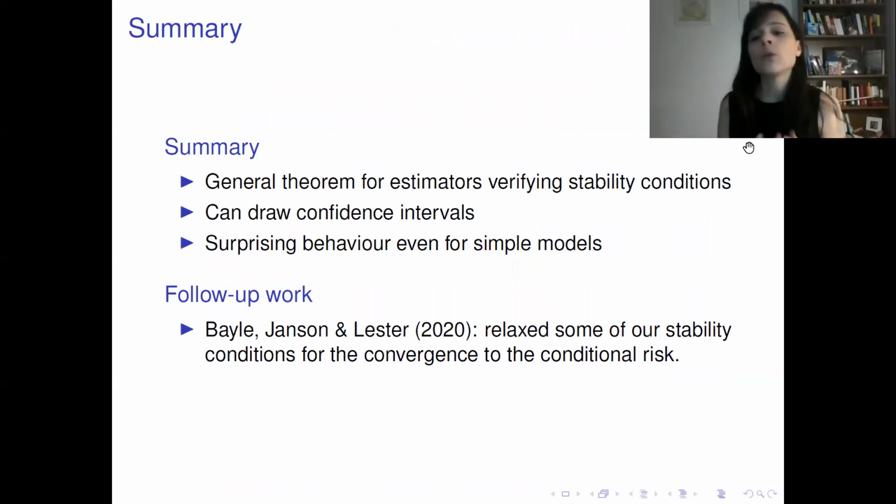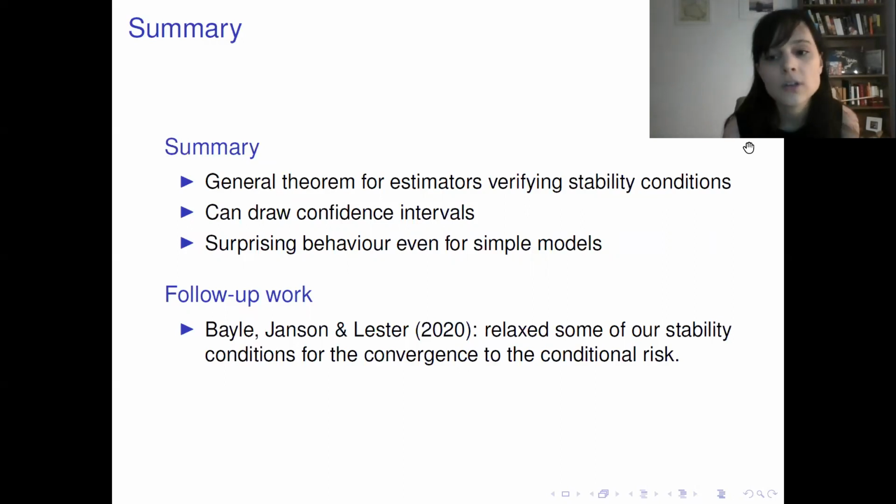So this is a summary of our paper. The main takeaway is that under general conditions, we establish the asymptotic distribution for the k-fold cross-validated risk, which allows us to A, draw confidence intervals, and B, discover new surprising behavior for the cross-validated risk that was unknown until now. Please note there has also been some follow-up work by Bayle, Jensen, and Lei that relaxed somewhat the stability condition for the case where we were looking at the conditional risk. So the cross-validated risk as an estimator for the conditional risk, the other case that I did not present during this short talk.